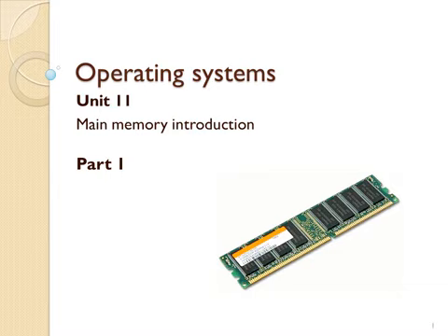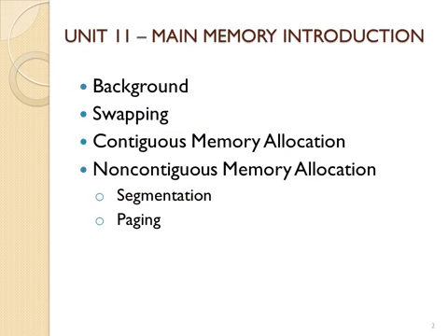Welcome to Operating Systems Unit 11, Part 1. Today we're going to talk about main memory. So we're going to go over a little bit of background on main memory, review swapping, and discuss the difference between contiguous and non-contiguous memory allocation and how fragmentation can occur.